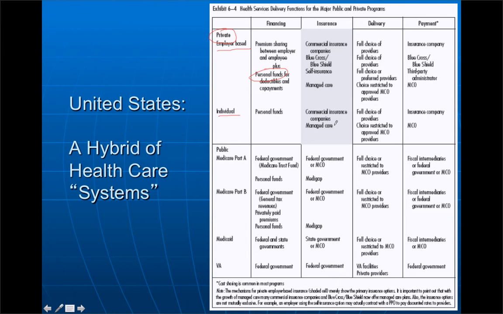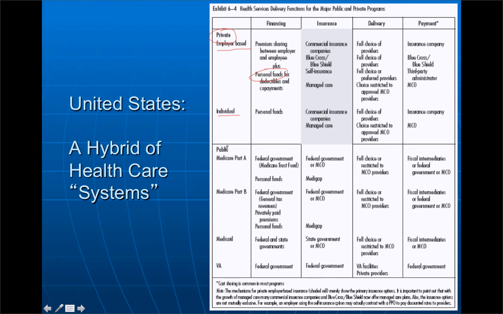Individuals might buy it from insurance companies. They may buy a managed care plan. The delivery system, it's full choice of providers within limitations. There are networks where the incentives to work within the network save money for the patients. You otherwise can go outside the network. The choice is restricted in managed care organizations, but that's a subset of this. And full choice of providers when you buy it out of pocket, unless you buy a managed care plan. The payments are delivered by the insurance company. Examples are Blue Cross Blue Shield, and that might be managed care.